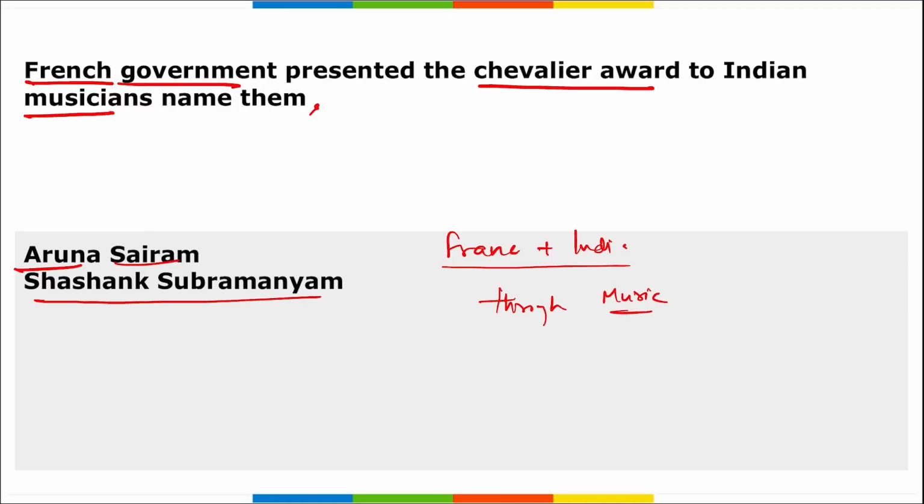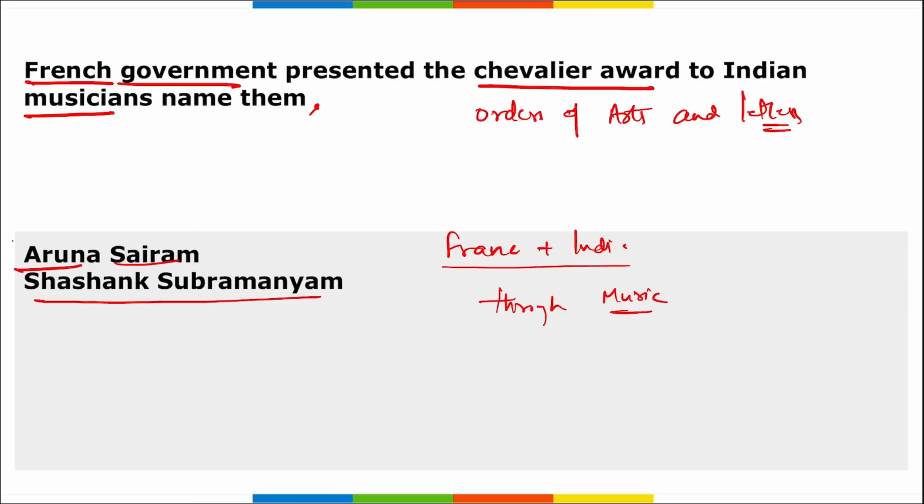So Aruna Sairam and Shashank Subramaniam were awarded the Chevalier Award, that is the Order of Arts and Letters. We can also say Orders of Arts and Letters, right? This award was awarded to Aruna Sairam, she's a Padma Shri, right? and Shashank Subramaniam, who is a flautist.